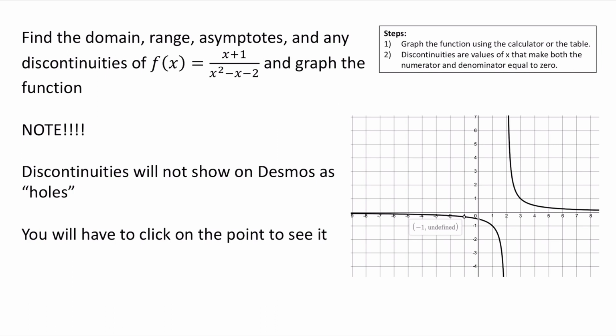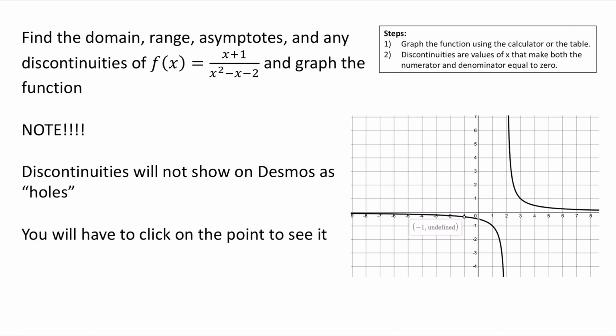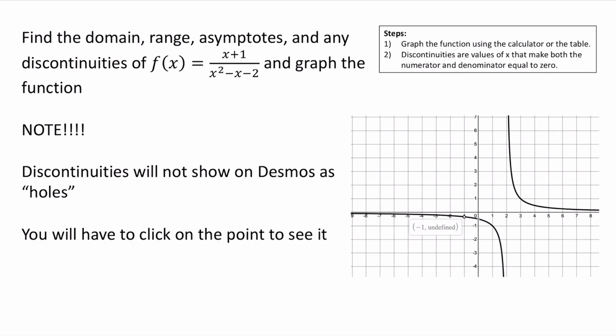So be very careful. You can see here's my screenshot from Desmos. Notice it doesn't show you the hole. We don't see the hole as an open circle like it does in textbooks. What happens in Desmos is if you click on that actual point, like we discovered at -1, there should be a hole. If you click on the actual point, it'll show up as a hole. Notice that when I clicked on it, it said -1 undefined. So you just have to click on that point to see it. Just because it doesn't show up in Desmos does not mean that there's not a hole there.